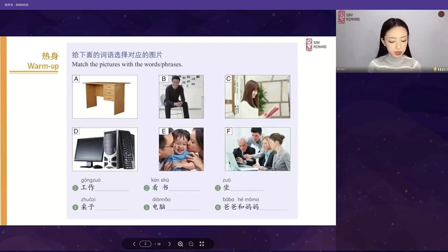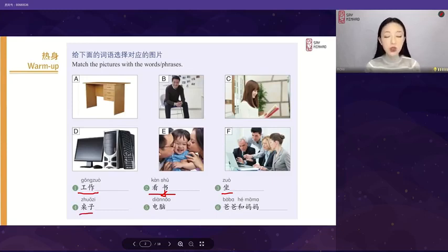And first, let's see, this one is 工作. 工作, which means job. We are really familiar with it already. Okay, next one is 看书. We've learned it means look, watch, read, and sometimes even visit. And 书 means book, so 看书 is read book. Okay, next one is 坐. This one is a new one. It means to sit or to be seated.